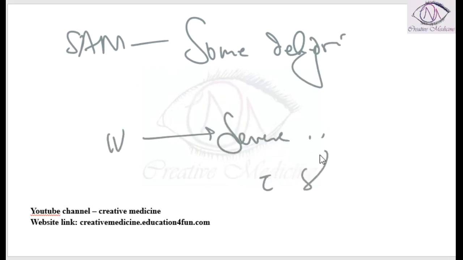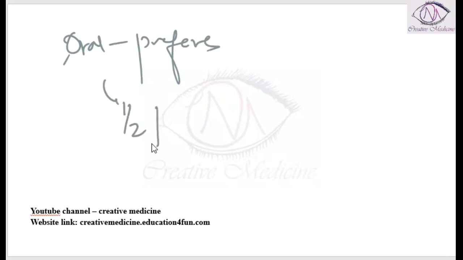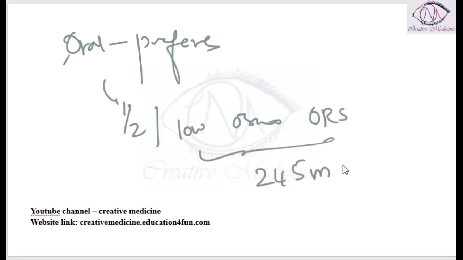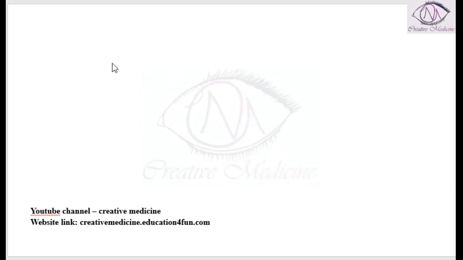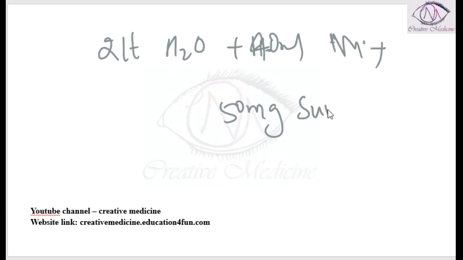Generally, in dehydration, we prefer oral fluids for children. So, preferred oral fluids are half strength or low osmolarity ORS solution. That is, the low osmolarity should be around 245 milliequivalent per deciliter ORS solution. So in the ORS solution, you will have to give 2 liters of water and 40 ml of mineral mix, along with 50 grams of sugar, or 45 ml of potassium chloride can be given. So these are the preferred oral fluids.